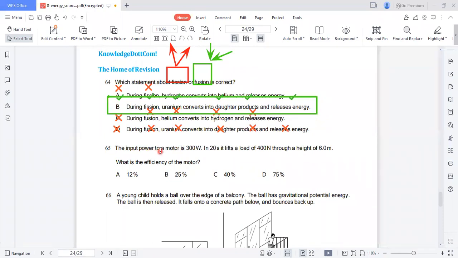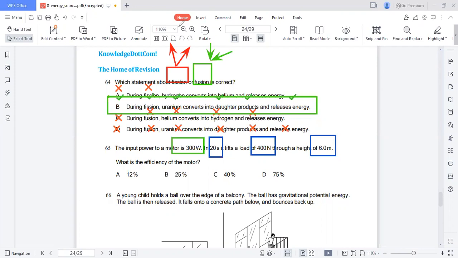The input power to a motor is 300 watt, and the time is 20 seconds. It lifts a load of 400 newton, this is the weight, to a height of 6 meter. What is the efficiency? We need to find out the efficiency. So the input power is 300 watt.